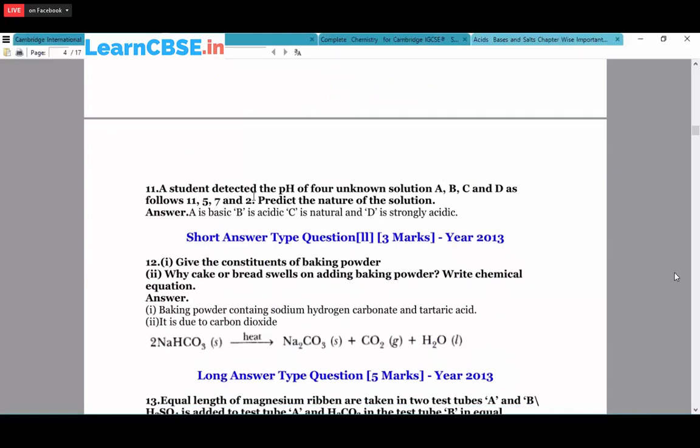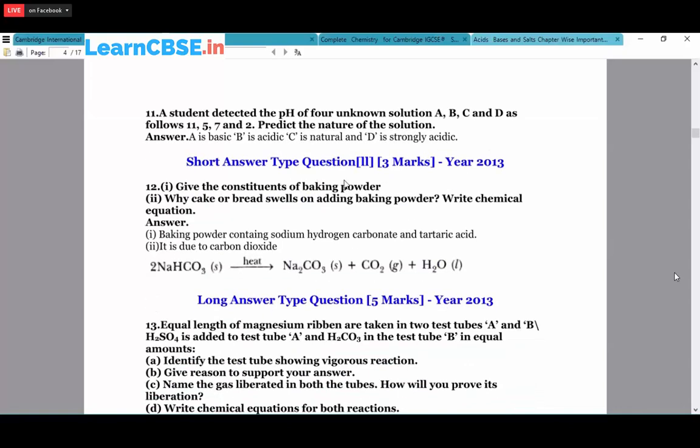A student detected the pH of the four unknown solutions A, B, C and D as follows: 11, 5, 7 and 2. Predict the nature of the solutions. Okay, so A is basic because it's 11. Above pH 7 we call it basic. Below pH 7 we call it acidic. pH 7 is neutral. So 5 is below 7, so it is an acid, and 7 is neutral, and 2 is strongly acidic.